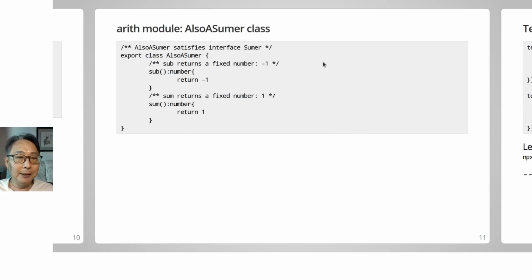Why? Because this is also a summer. It has a sub. It doesn't care about the sub method. It does very much care about the sum method. The interface summer does very much care about the sum method. And it satisfies the summer because the method signature is the same. In this case, all it does is return a fixed number 1.